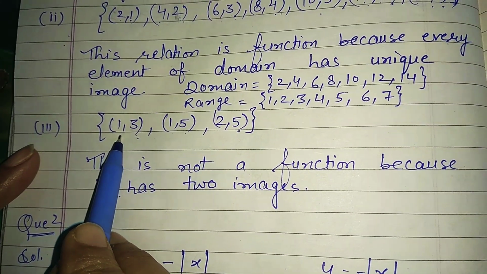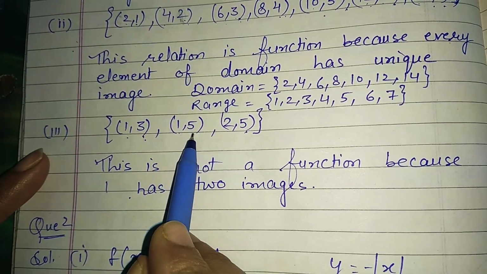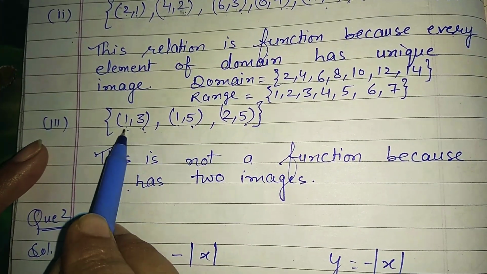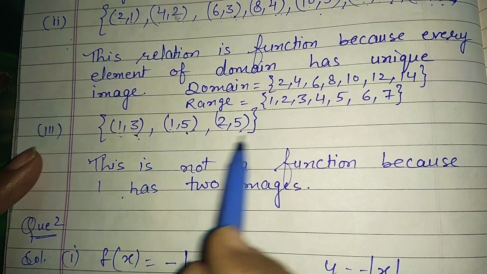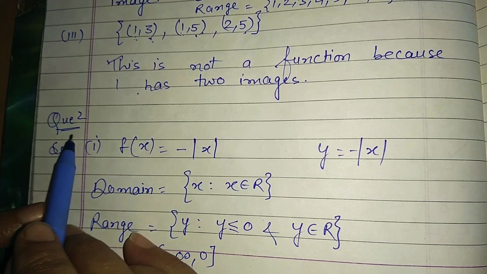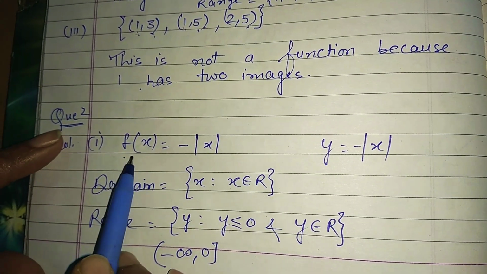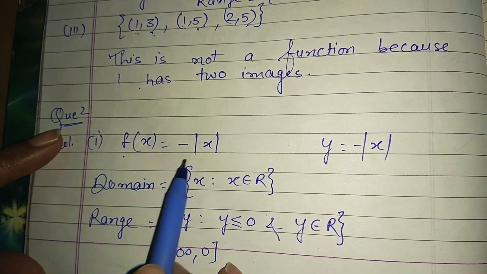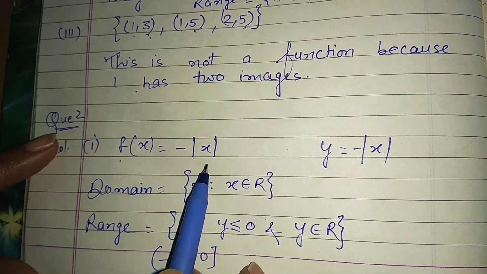Look at this. 1 has image 3, and 1 has image 5. It means 1 has two images, 3 and 5. So this is not a function. Clear? Now look at the second question. In this question, a function is given and we have to find the domain and range.